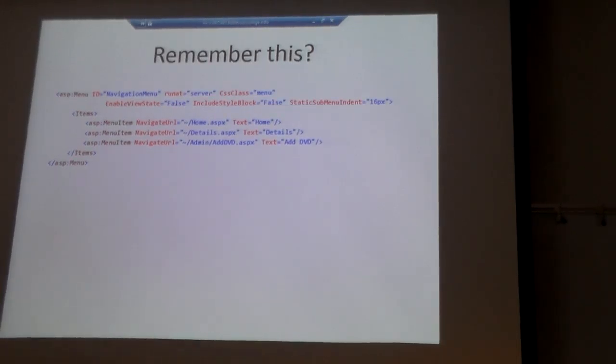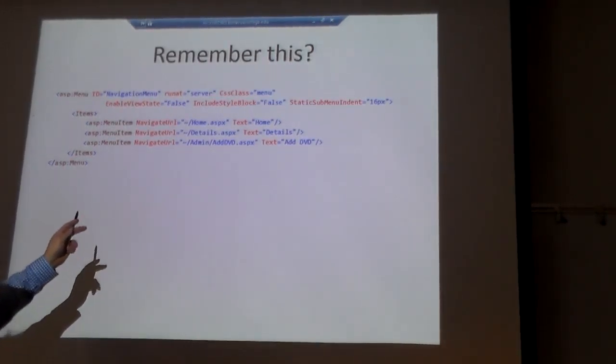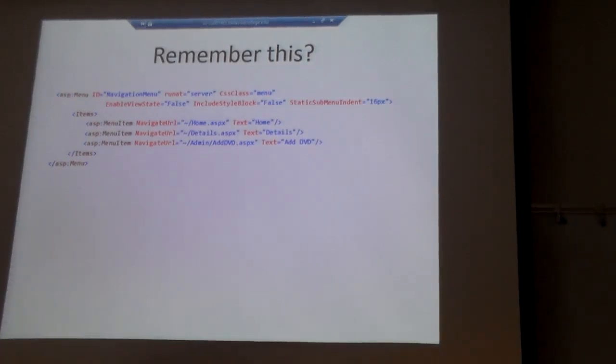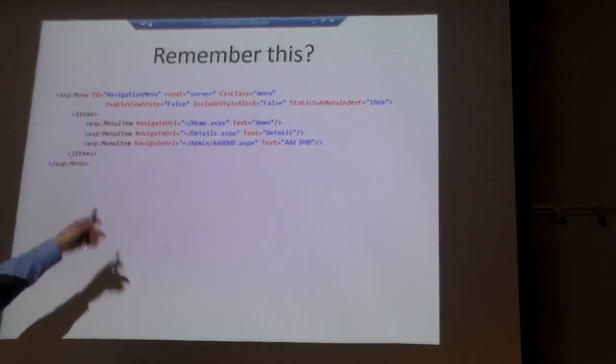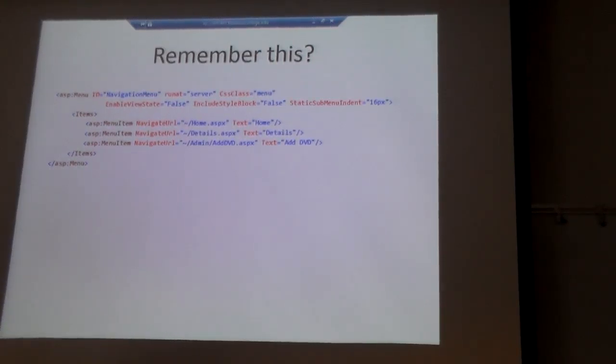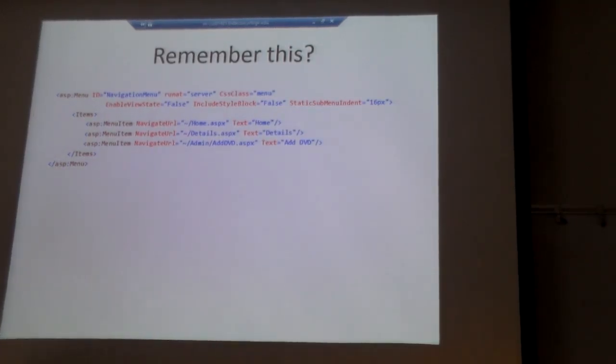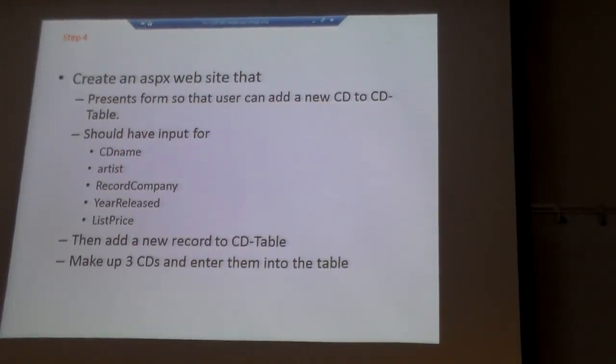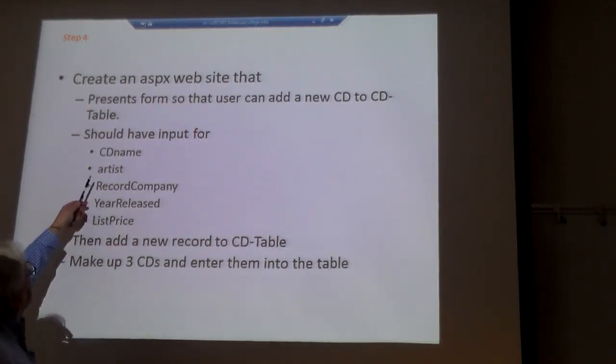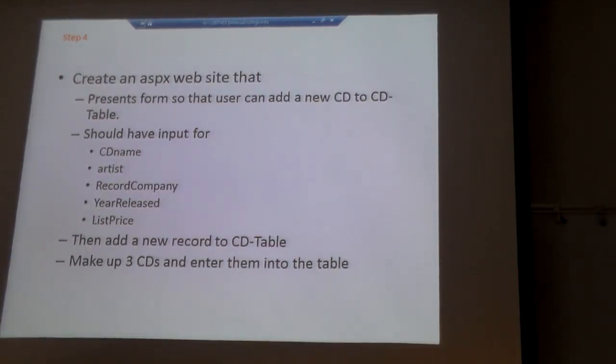So this is the code you would use in the master page to basically create a menu. All right, so we'll have a home page, a details page, and an admin page eventually. And so we'll have a form so the user can enter a new CD, and therefore they should be able to enter the CD, artist, record company, year released, list price, then add a new record to the CD table.